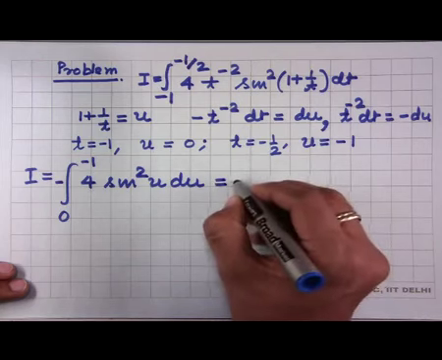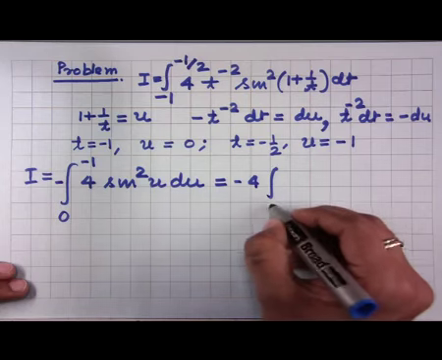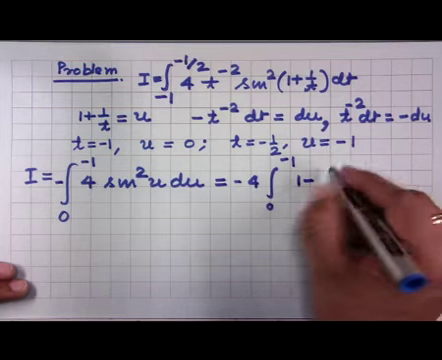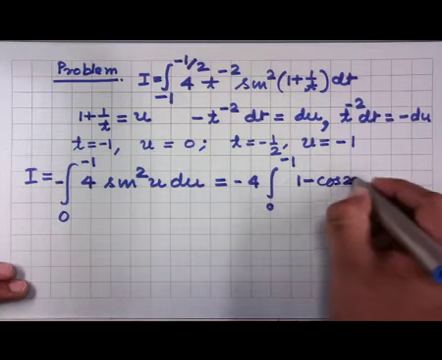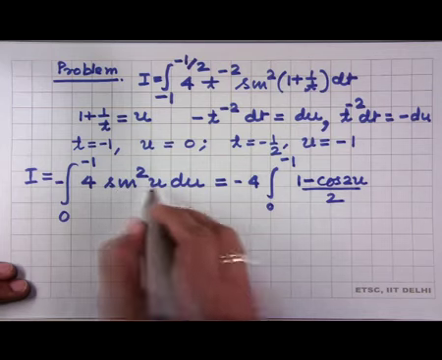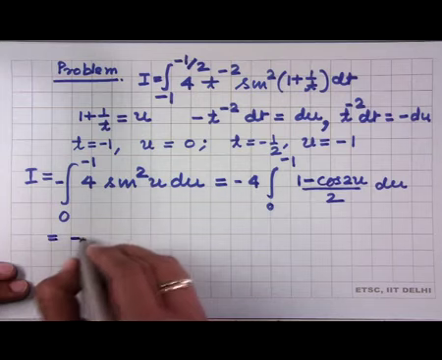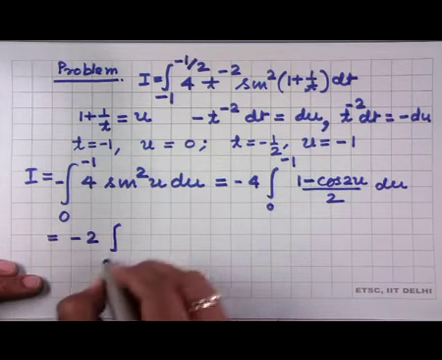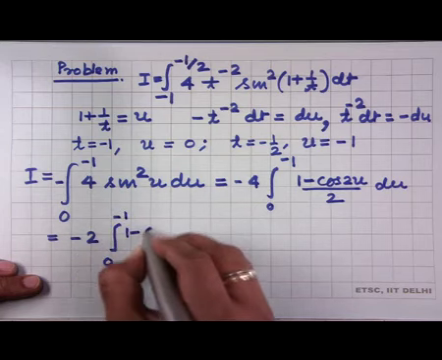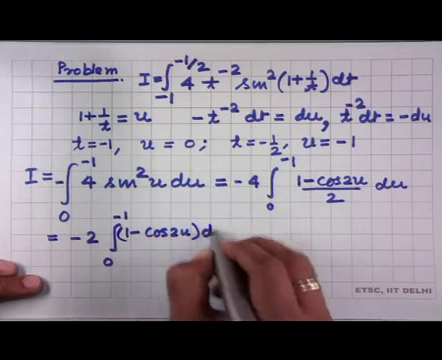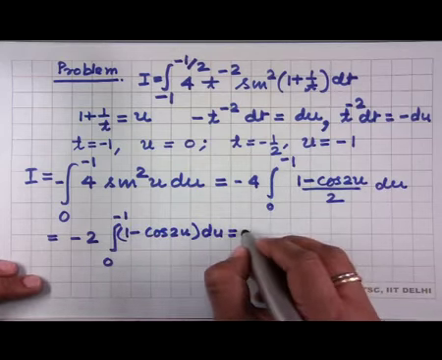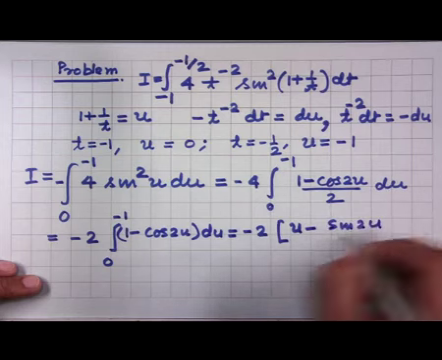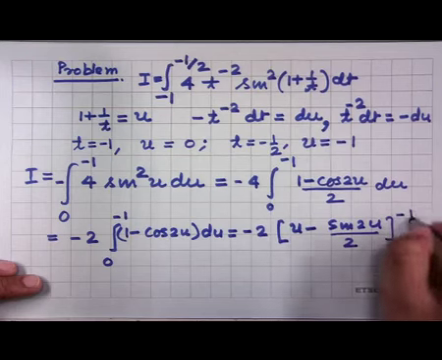Now, it is not easy to find out the antiderivative of sine square u directly. So, we need to substitute it by a trigonometric identity, that is, we need to replace sine square u by this. So you get minus 2, from 0 to minus 1, (1 minus cos 2u) du, which is equal to minus 2 times [u minus sin 2u by 2] from 0 to minus 1.